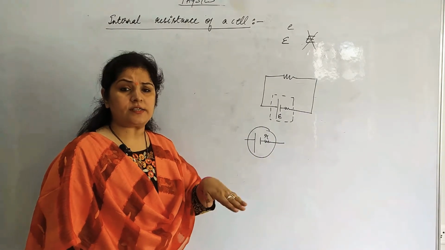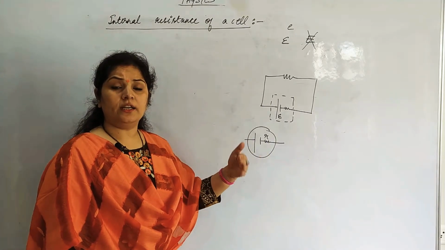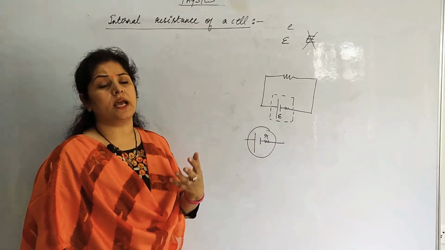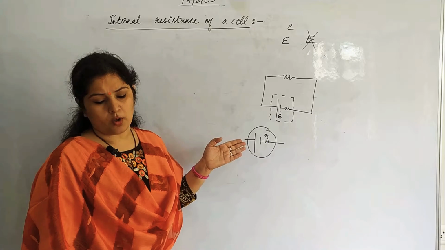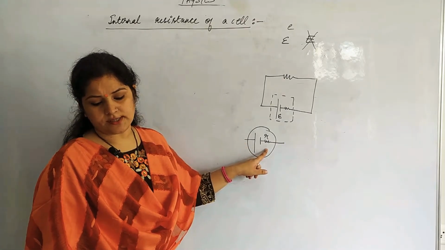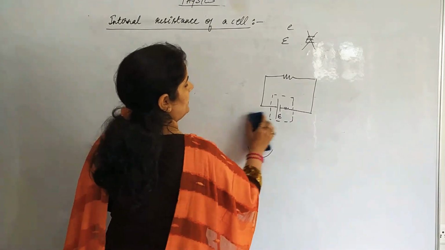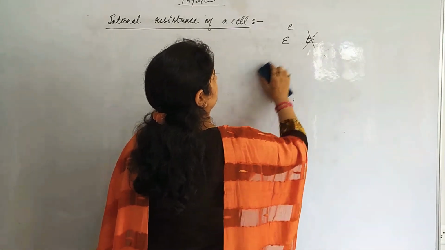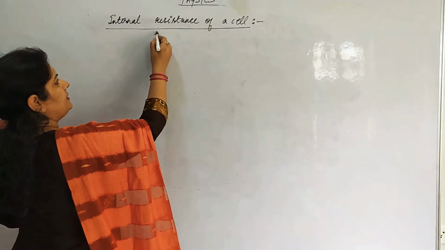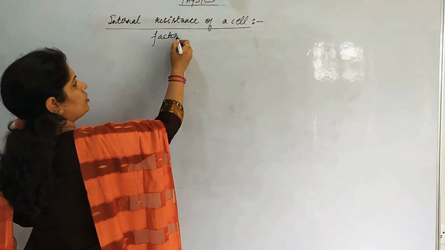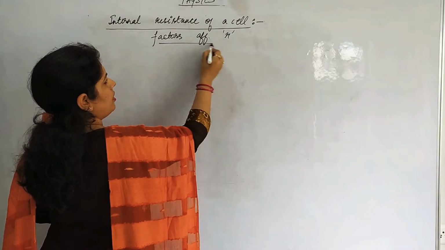Smaller the internal resistance, better is the energy giving capacity of a cell. If internal resistance is more, the cell will not give us more current and more energy. Right? So we'll discuss the internal resistance of a cell, and the factors on which the internal resistance depends. Factors affecting the internal resistance of a cell, small r.